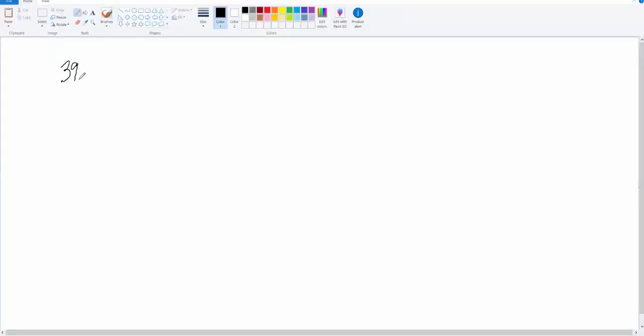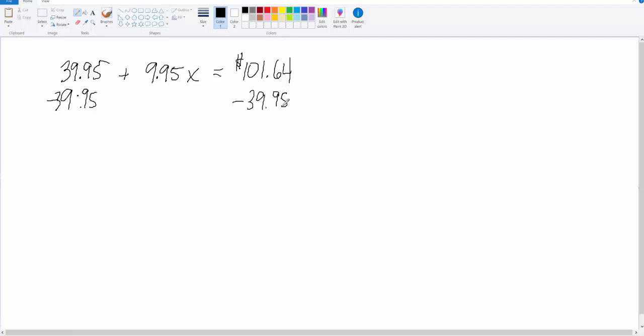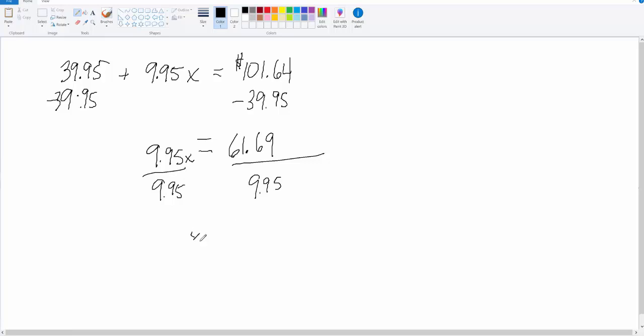We know that you're going to pay $39.95 no matter what, but what we don't know is how much data you're going to use. So if that final bill came out to be $101.64, we're going to have to solve this equation. First thing you need to do is subtract the $39.95. When we do that, I'm going to bust out the calculator here: 101.64 minus 39.95 leaves me with 9.95x equals 61.69. Then we'll divide by 9.95 because that's the gigabyte cost. When we do that, we get the answer of 6.2 gigabytes.